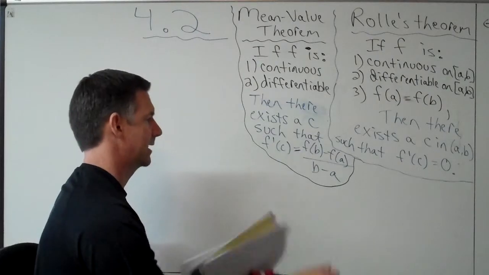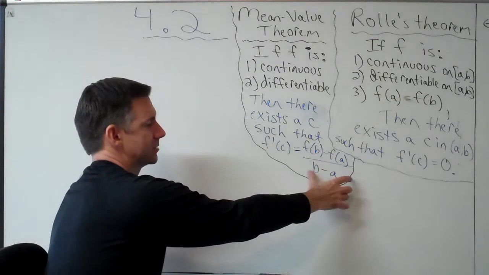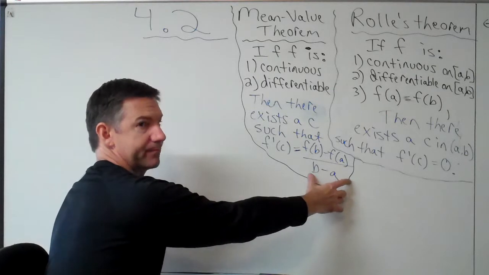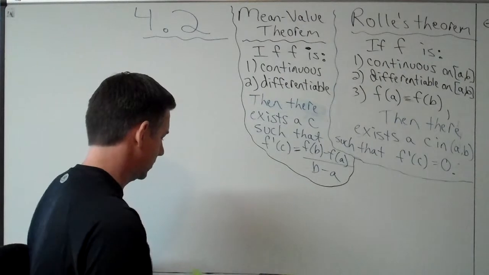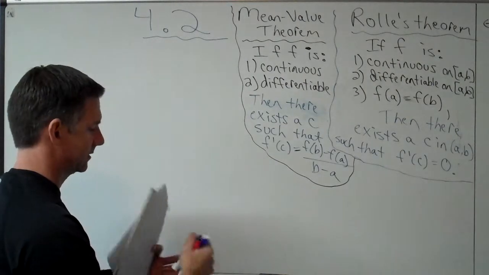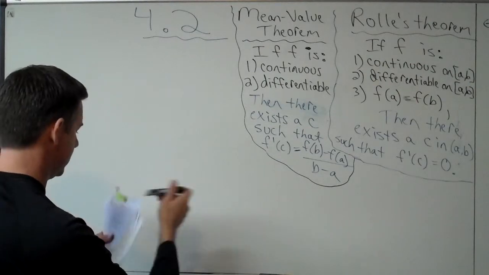And what that means is that this is the slope of the tangent line. It equals the slope of the secant line connecting the two endpoints. So again, we'll definitely take a look at a couple of examples. So let me do example 1 here.